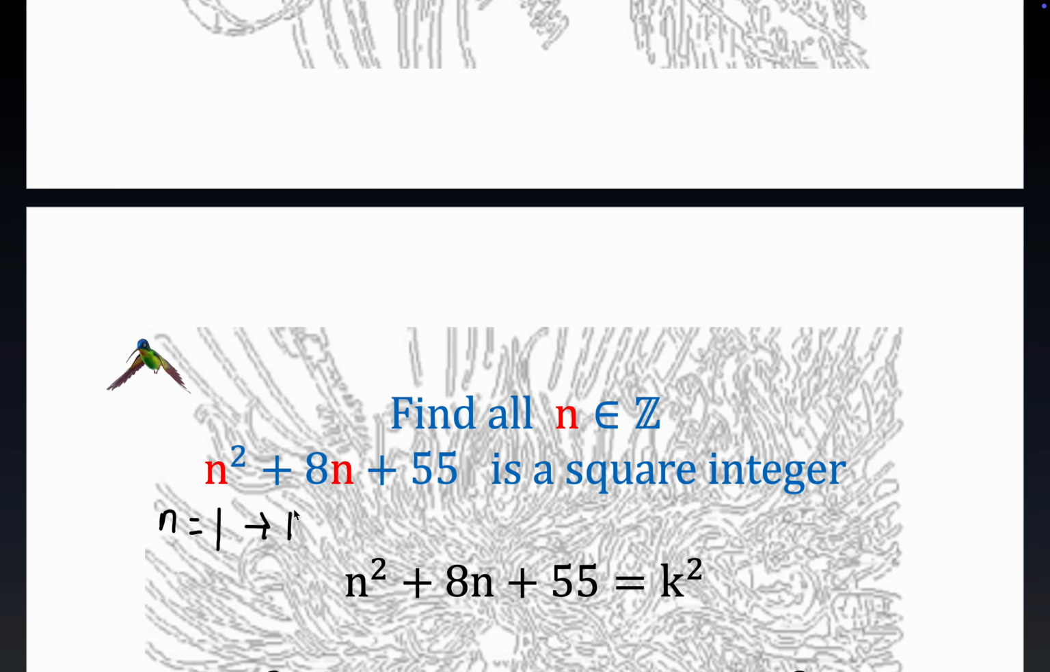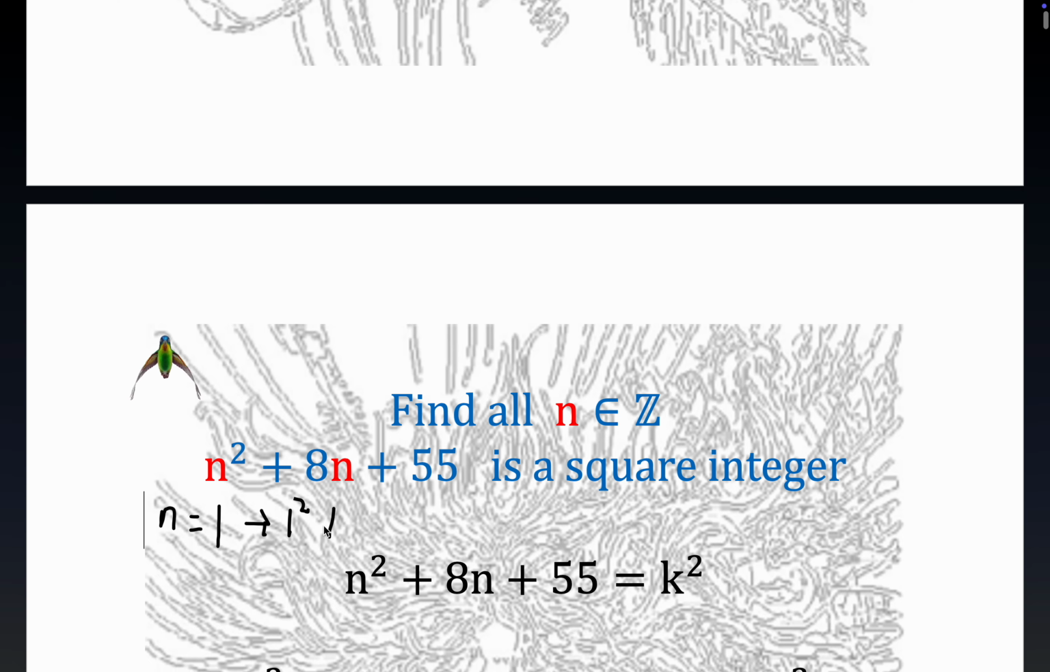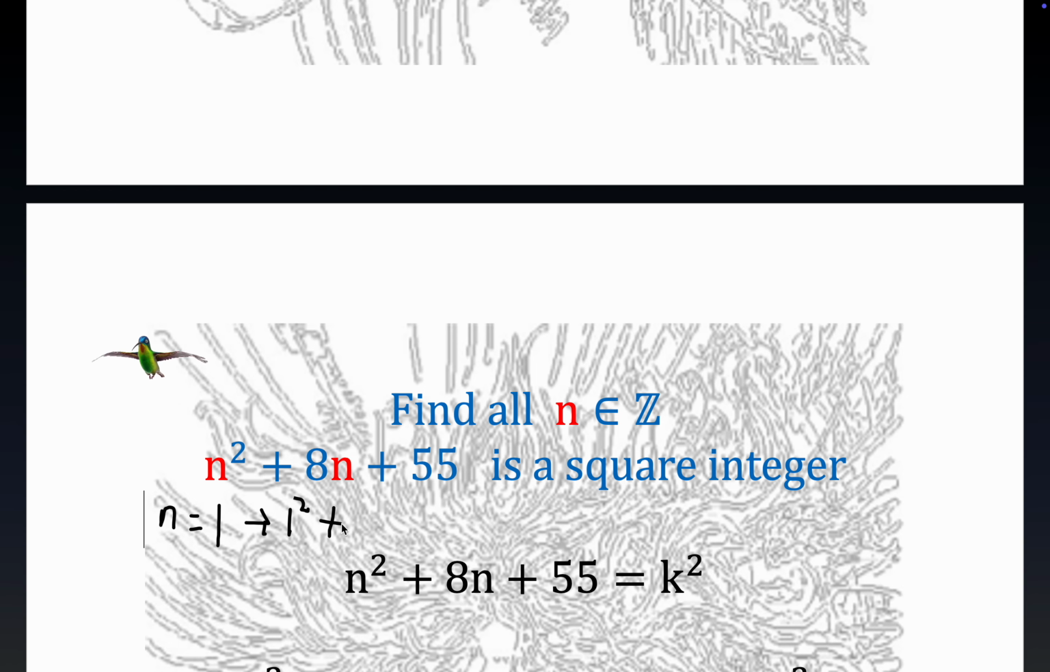1 squared plus 8 times 1 plus 55. Okay, and that sums up to 64, I believe. And of course, that is a square integer. That's equal to 8 squared. So we found one solution just like that. So n equals 1 is a solution, right?